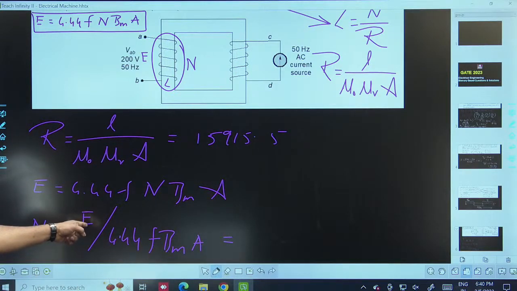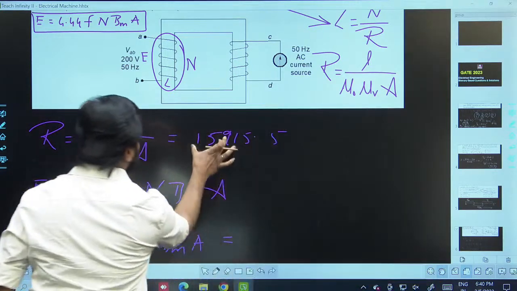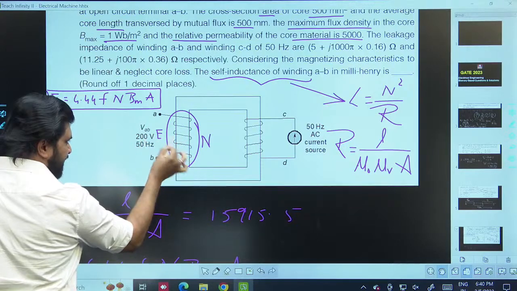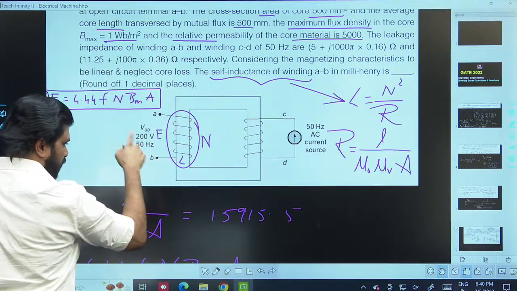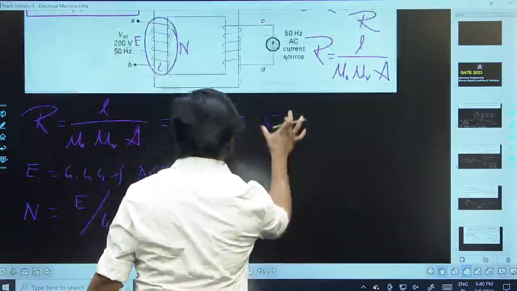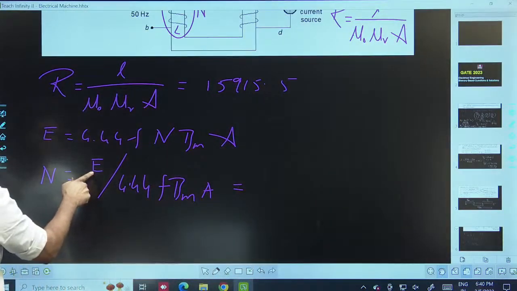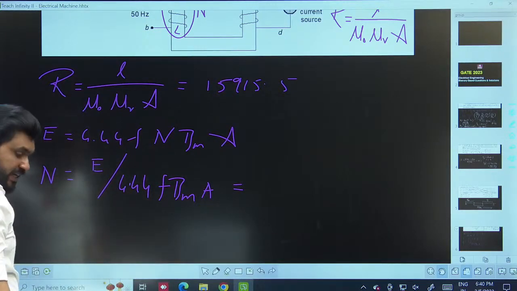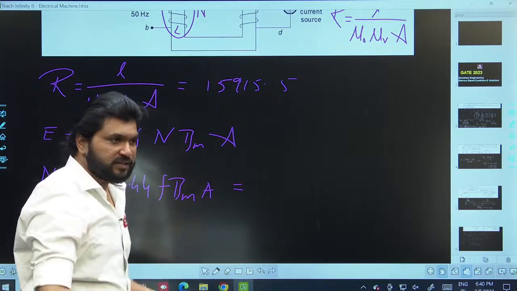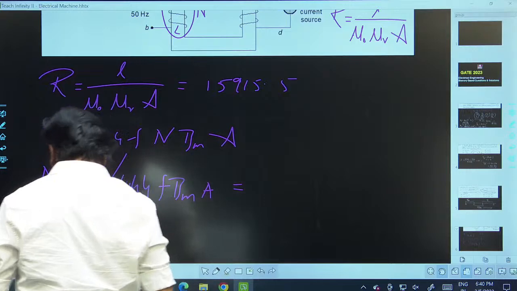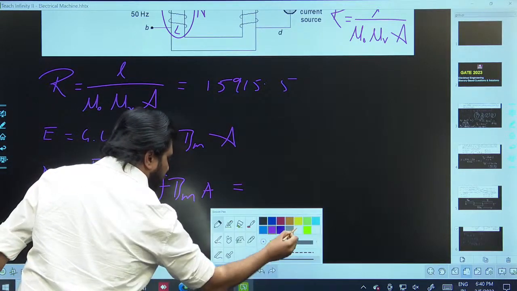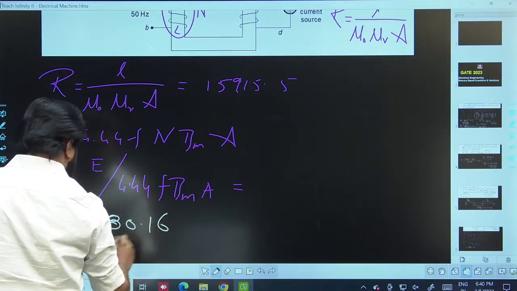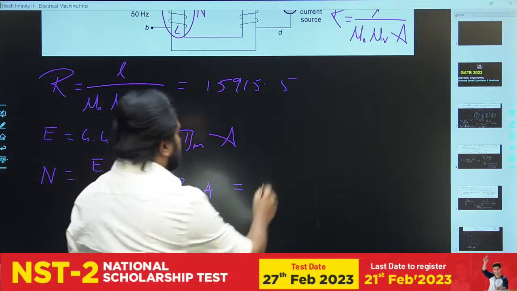E you can take directly as 200 volts because it is open circuit. Here the voltage is already specified, so you can take E is equal to V. So the voltage in this particular winding is 200 volt. Substitute 200 here, substitute 50 here, Bm is also given as 1, and area is also mentioned there. It is mentioned in mm, you have to convert into 10 power minus 6, and you will get a number 180.16.